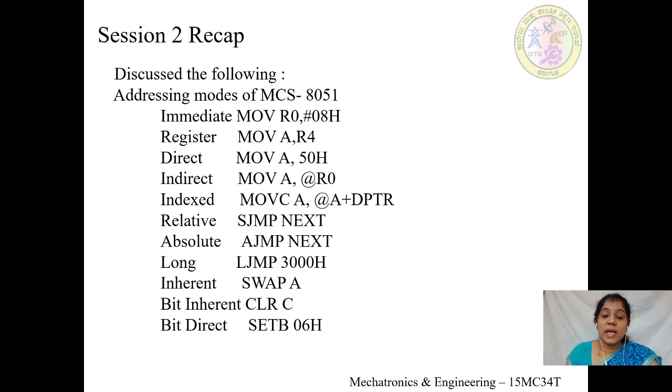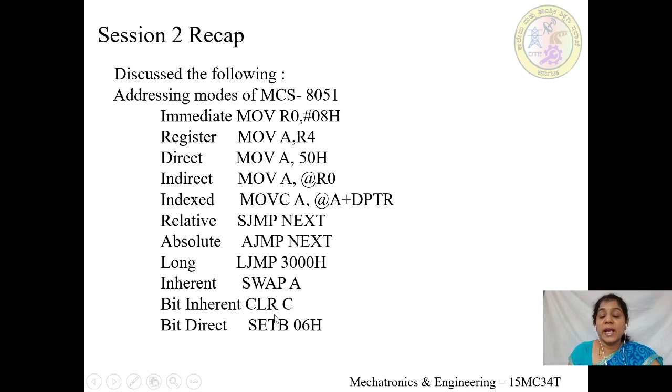Next is inherent addressing mode. In case of inherent addressing mode, usually it is used for the accumulator, and this data will be updated and stored in the same accumulator register. Say for example SWAP A, where it will swap the higher nibble with the lower nibble and the lower nibble with the higher nibble, and the contents will be stored in accumulator itself. Such types of addressing modes are called inherent addressing mode.